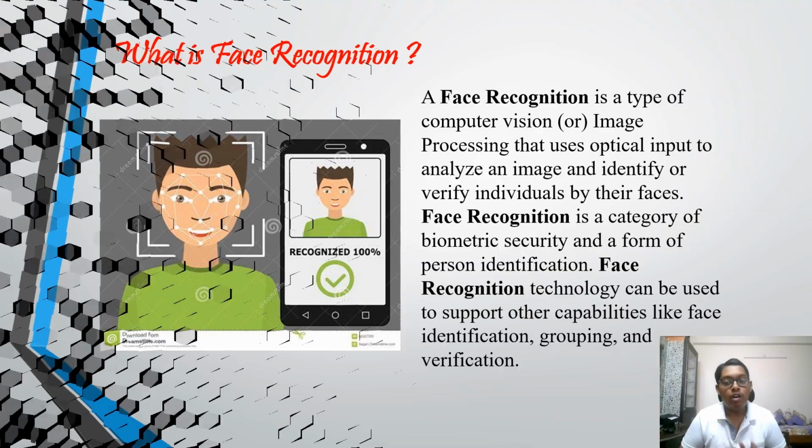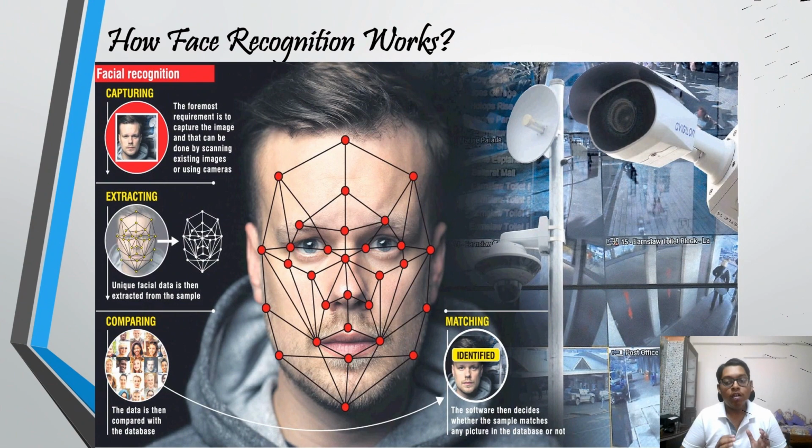So, how does facial recognition work? The foremost requirement is to capture the image, which can be done by scanning images using cameras. Unique facial data is then extracted from the sample. Then we compare the images using the database and the software determines whether the sample matches any picture in the database or not.